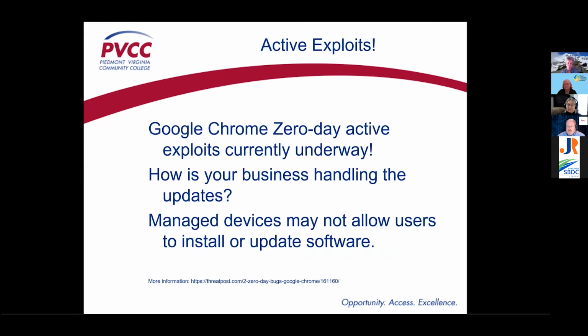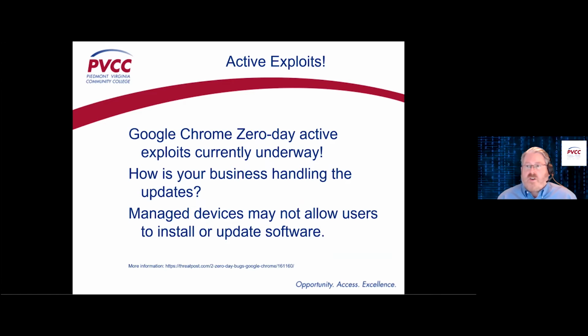Now, one of the ones I wanted to bring to your attention was an active exploit. Many people don't realize this, but it's been going on since Sunday, and there's a Google Chrome, what they call a 0-day active exploit. And this means that malicious threat actors are currently trying to get into your computer. So Google Chrome will try to automatically update itself, but many companies may have a managed device, which doesn't allow users to install or update software, because you may not want them to have full administrator privileges, right? You don't want them to be adding on some little gaming software or some sort of stuff that they shouldn't have on a business type of computer.